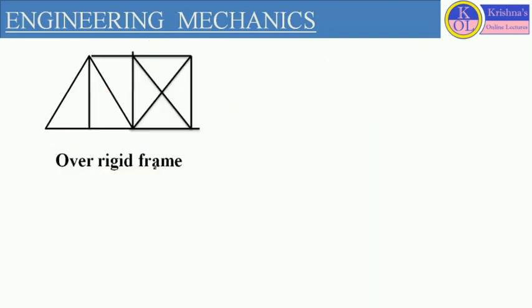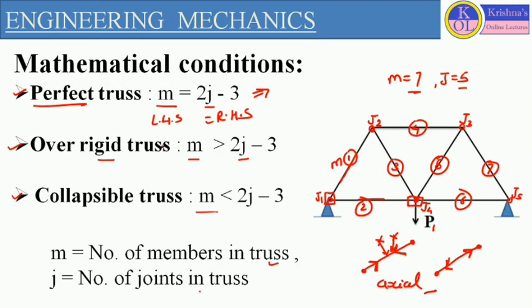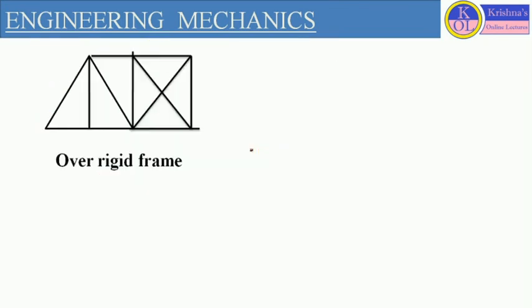Now next is over rigid frame. So for over rigid frame, we have the equation m is greater than 2j minus 3. So here we will write the equation m is greater than 2j minus 3. If the number of members is more than 2j minus 3, in that condition, that frame should be an over rigid frame.